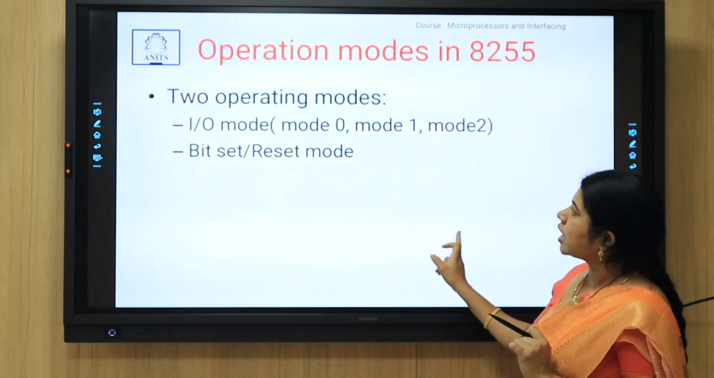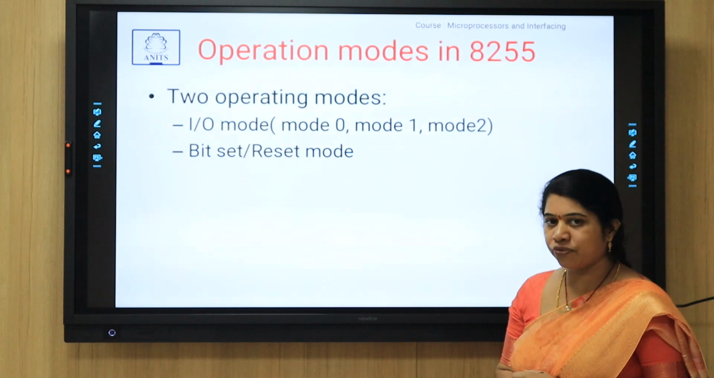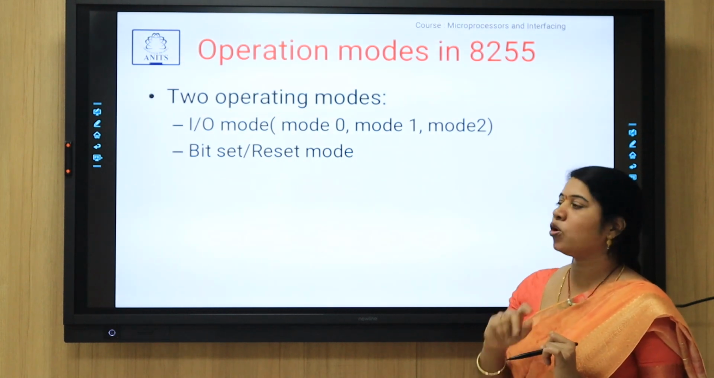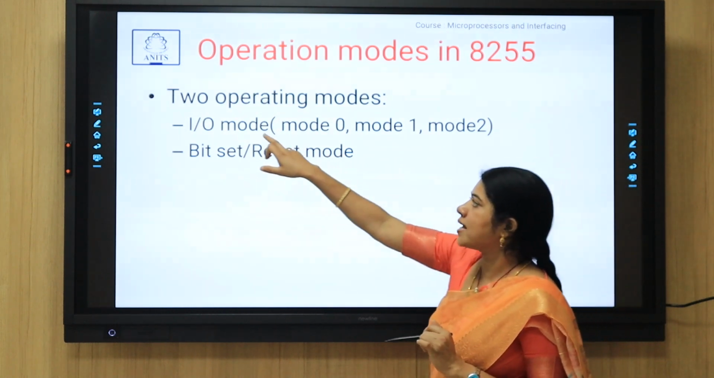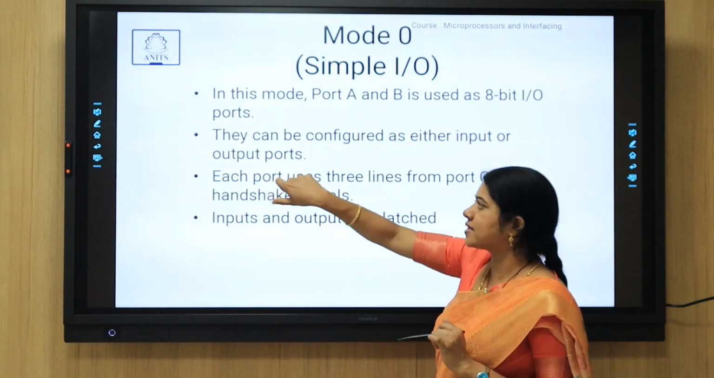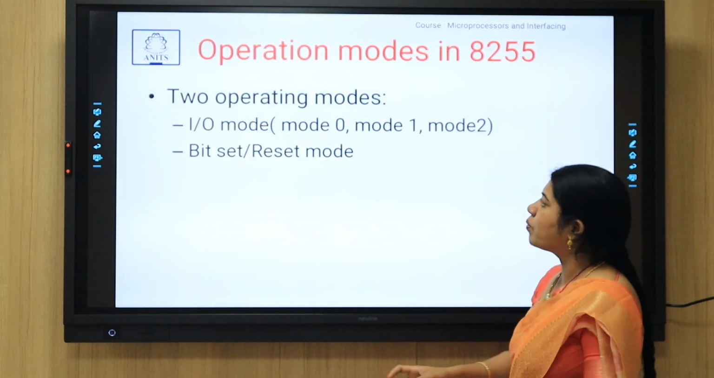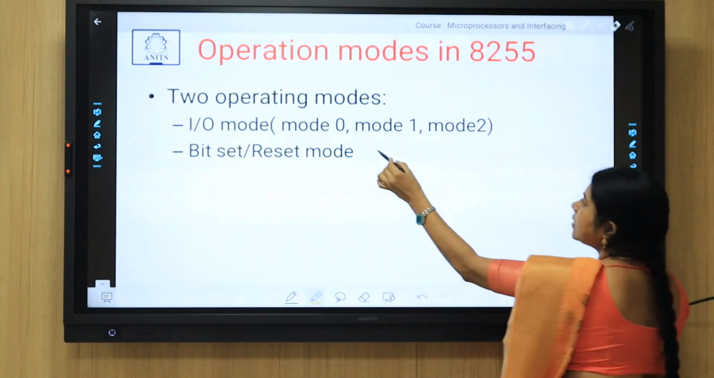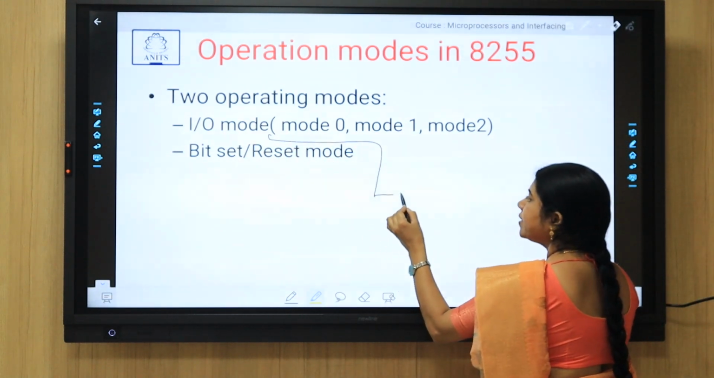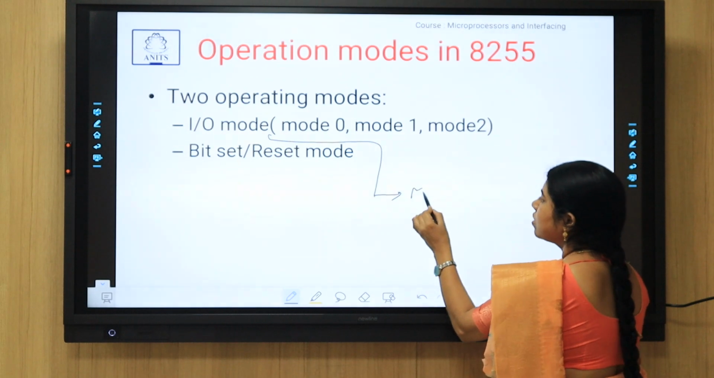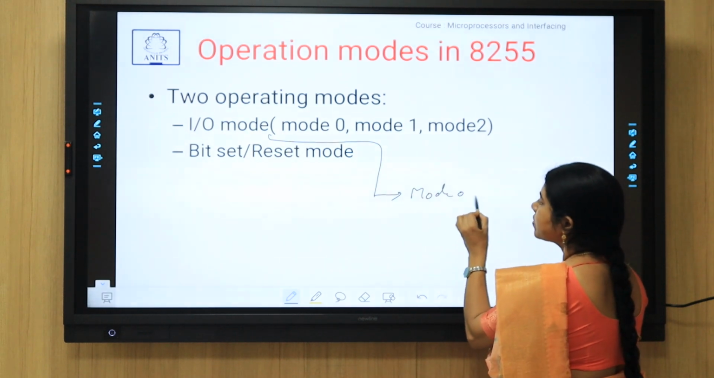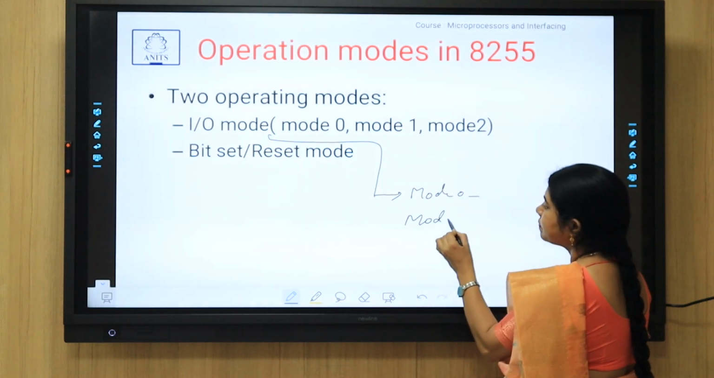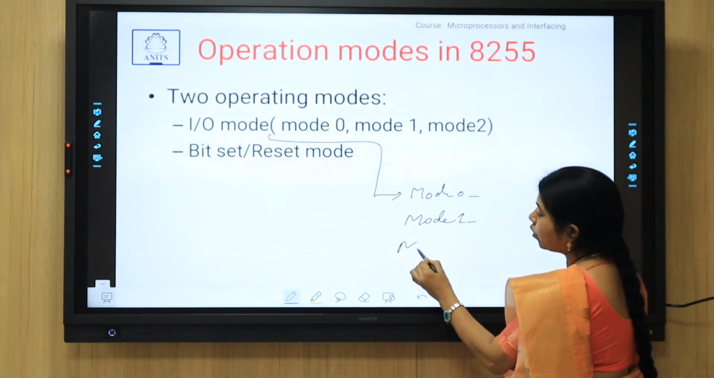Okay. Coming to the operating modes of 8255. 8255 can be operated in 2 modes. One is I/O mode, another one is BSR mode. Under the I/O mode, again it is operating in 3 modes. One is mode 0, mode 1 and mode 2.